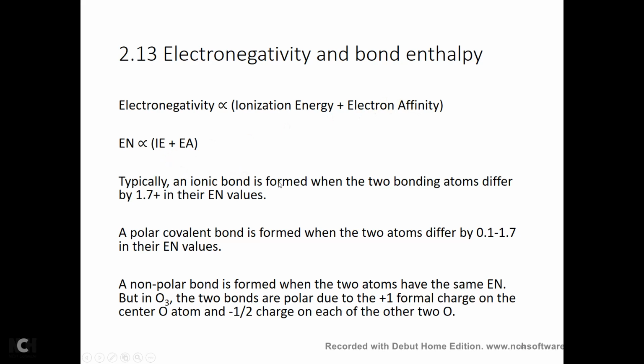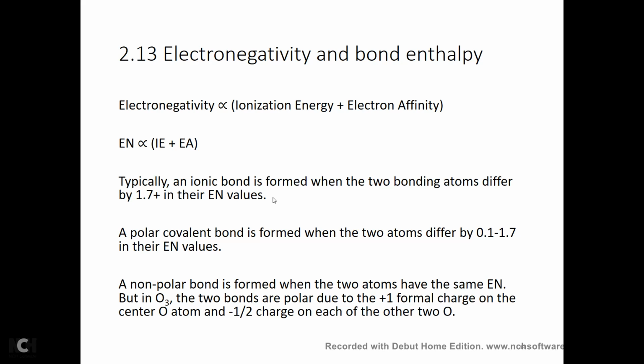Typically, an ionic bond is formed when the two bonding atoms differ by 1.7 or more in their electronegativity values. For example, if you have hydrogen with a 2.1 electronegativity, and then oxygen, I think that's 3.5. So 3.5 minus 2.1, the difference is 1.4. It's lower than 1.7, so the usual bond is a covalent bond.